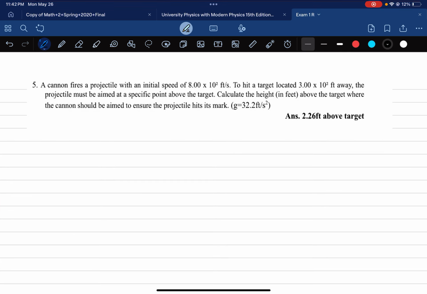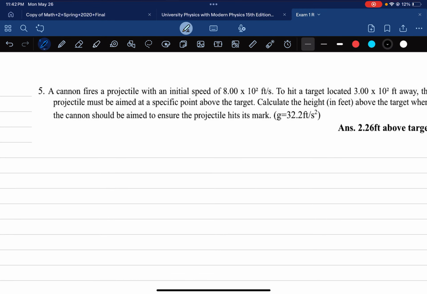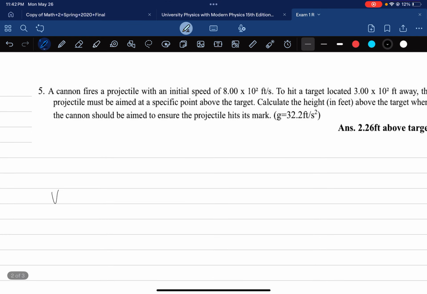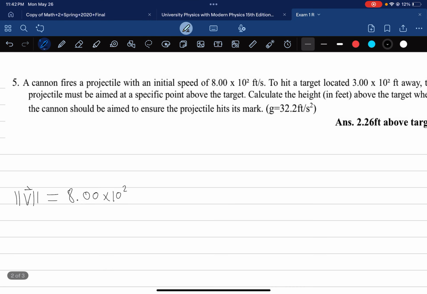Let's first write down some initial information, just what can be taken away from this problem based off the information that's already given. So we know that the initial velocity, well, it gives us the magnitude, it doesn't give us the x or y components. So we know the magnitude of the velocity, or the speed, whatever you want to say, is 800, or 8 times 10 to the 2, feet per second.